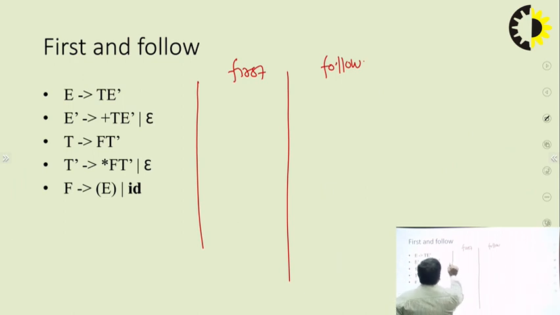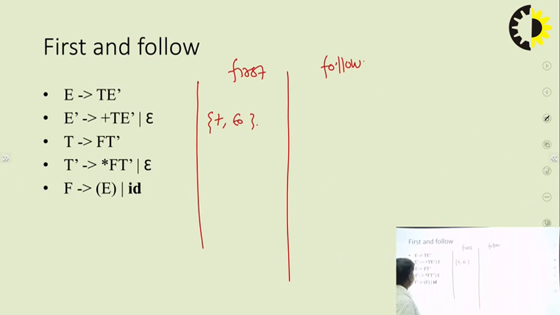First of E dash is plus for this production rule, and for the next production rule, epsilon. Then we compute the first of the second production rule, that is E dash. Then we compute the first of T. What is the first of T? If it is a terminal, then the first of T is that terminal. If it is a non-terminal, then we compute the first of this non-terminal. Then we move to the next step.